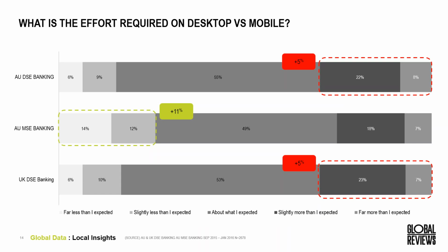So in terms of what effort we're asking for customers when they visit our sites, both on desktop and mobile, we can clearly see that mobile is currently a much easier platform for our customers. Again, looking at a plus 11% in terms of far less than I expected and slightly less than I expected effort scores when compared to both UK and Australian desktop devices.